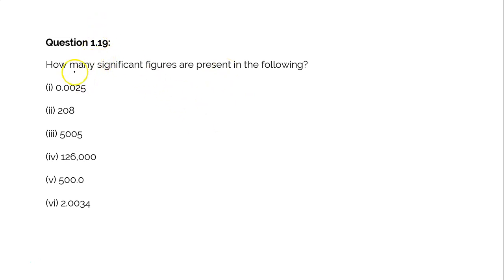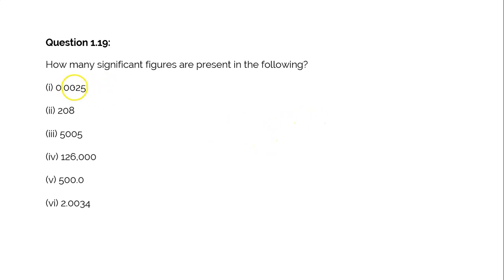Number 1.19. How many significant figures are present in the following? You have 6 values here, and you've got to find out how many significant figures there are in these values. I'm sure you have learned the rules to identify significant figures. If you have not, please do that, because identifying significant figures is an important question from this chapter.